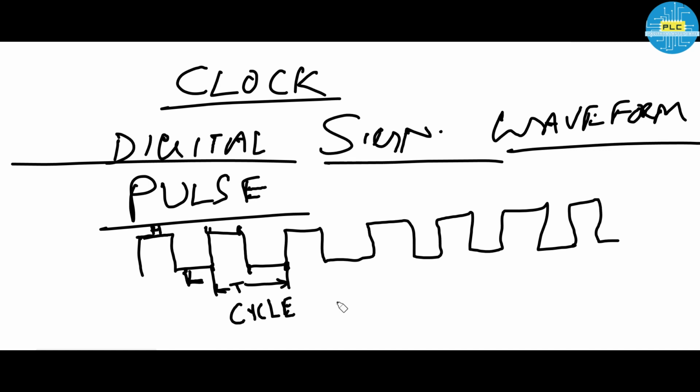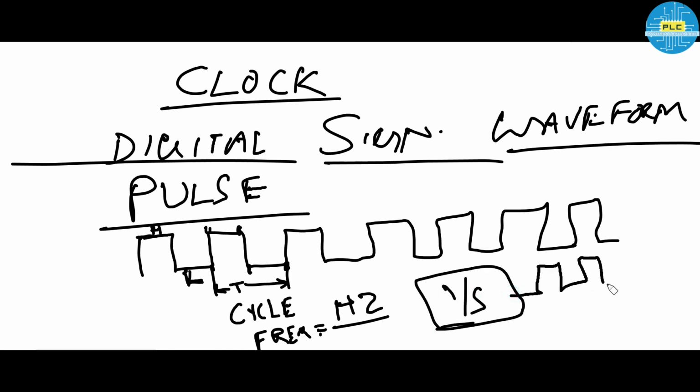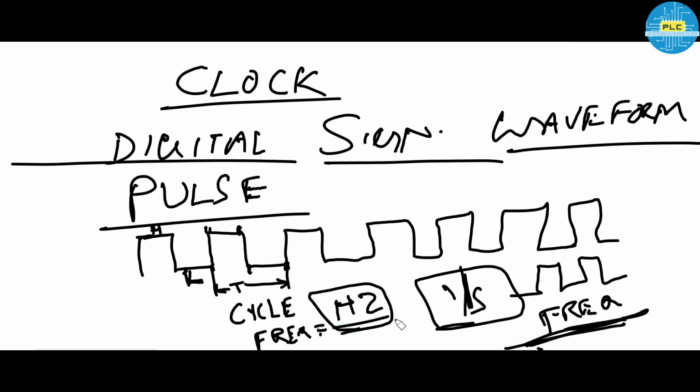We measure it in hertz, so we call it frequency, measured in hertz, meaning per second. Per second, how many pulses will move, that is called frequency. Now you got my point, right? What is frequency? Frequency is nothing but 1 divided by seconds, meaning per second how many cycles will move. We measure it in hertz. You got my point, right?